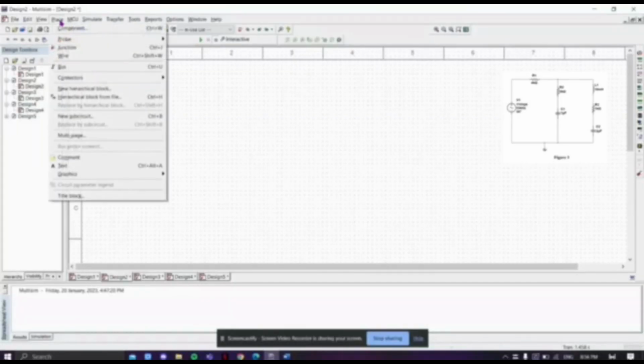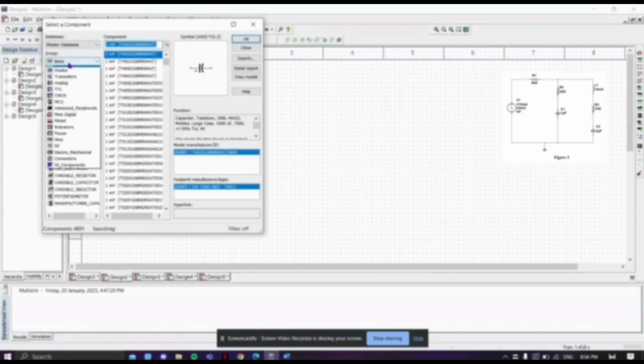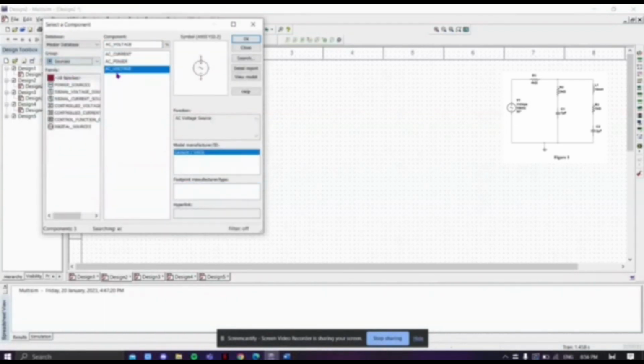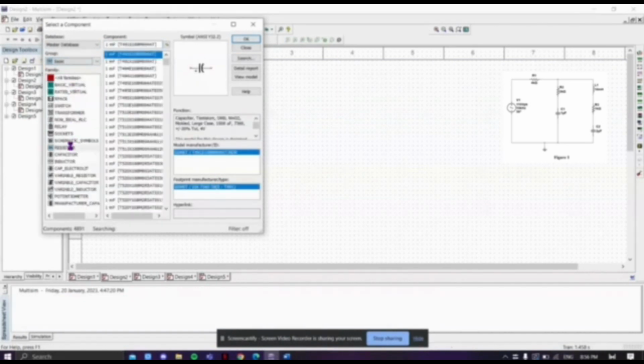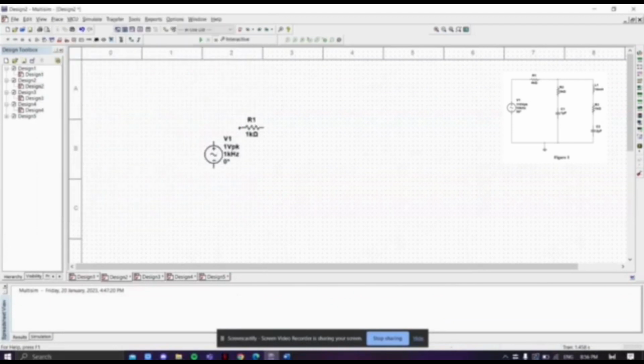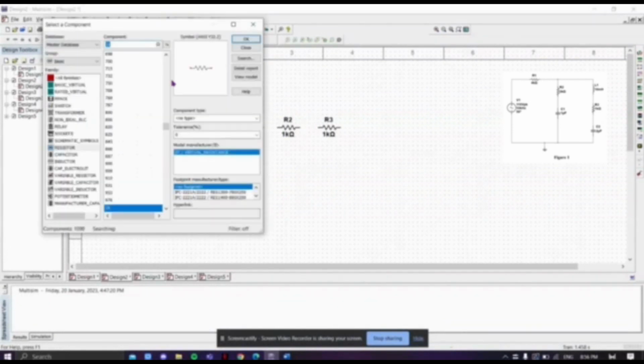Okay, let's choose our components. Go to components, sources, choose AC voltage, and click AC voltage. Then for the resistor, go to basic and find resistor 1K. So we do it for 3 resistors. Then we go to capacitor, we need 2 capacitors. And we go to inductor, we need 1 inductor.